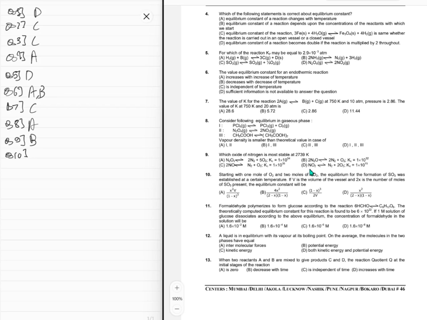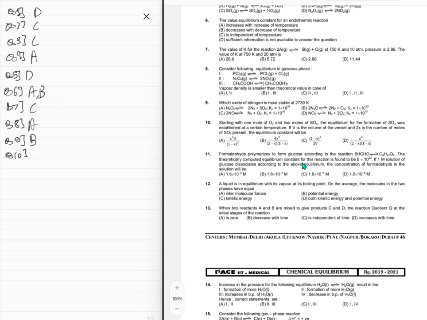Number 10, starting with 1 mole of O2 and 2 moles of SO2, the equilibrium for the formation of SO3 was established at certain temperature. If V is the volume of the vessel and 2x is the number of moles of SO3 present, the equilibrium constant will be, okay, 2x moles of SO3 present, and 1 mole of O2, 2 moles of SO2. The reaction is something like this, right?